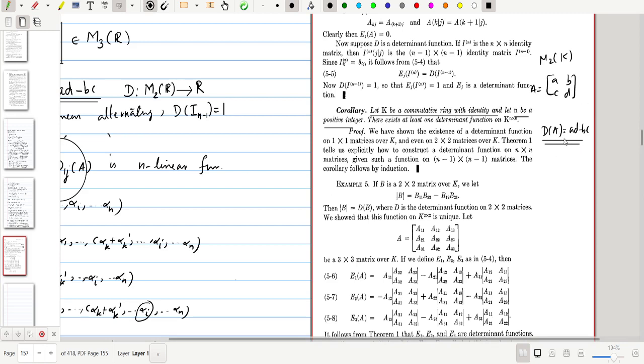So using that argument, we can say that there exists at least one determinant function on the set of all n by n matrices over K. So these are some examples. Please go through them, and we will later prove that E1 of A, E2 of A, E3 of A are all determinant functions if D is a determinant function. We will prove the uniqueness of that. In the next theorem we will show that these E1, E2, E3 are all unique. In the next session we will discuss that.